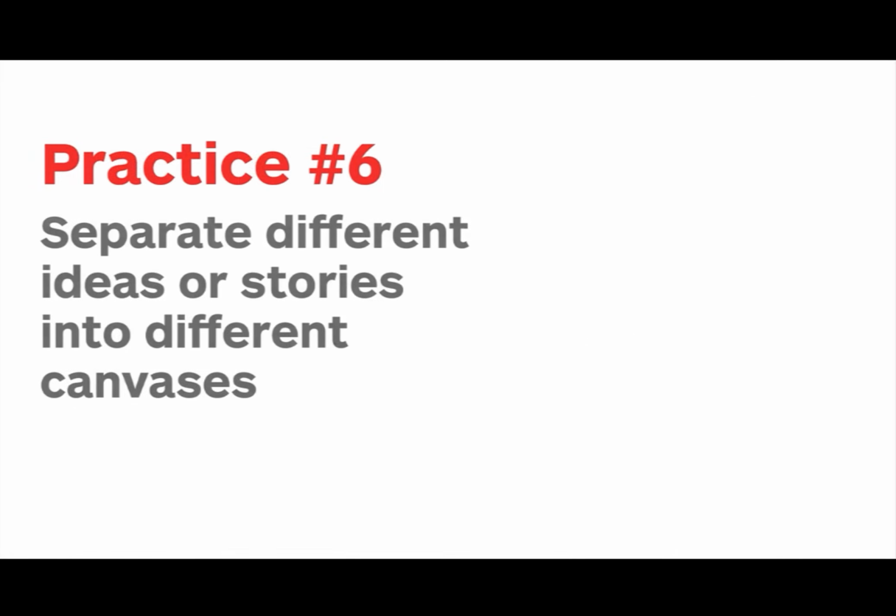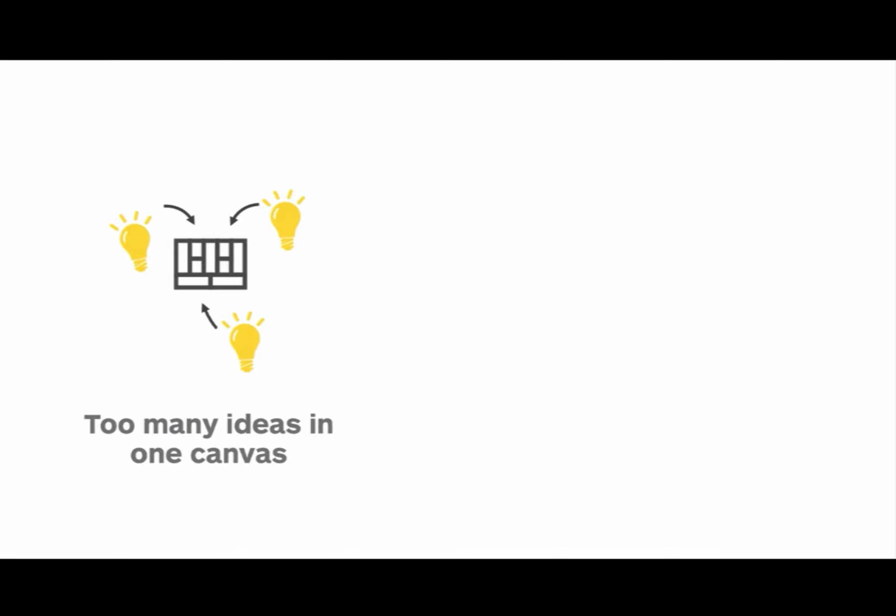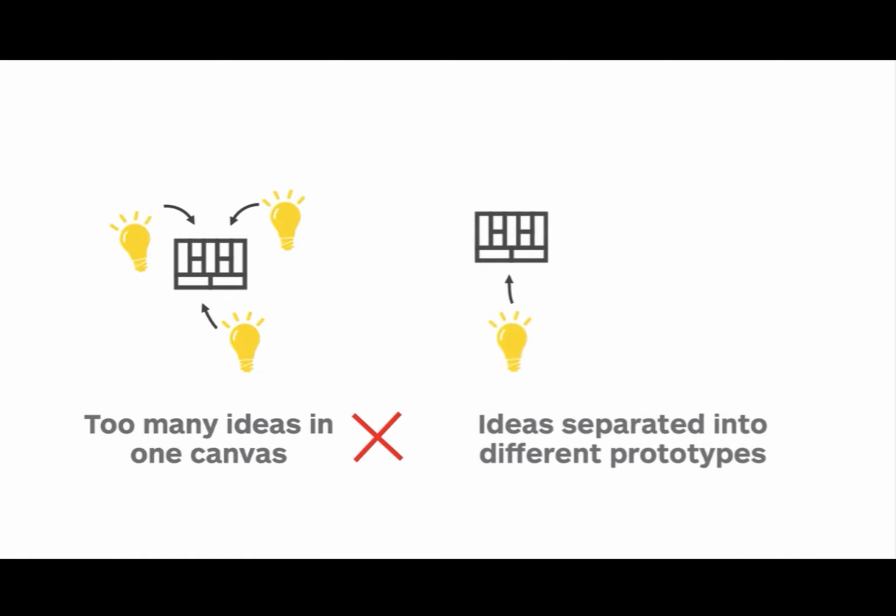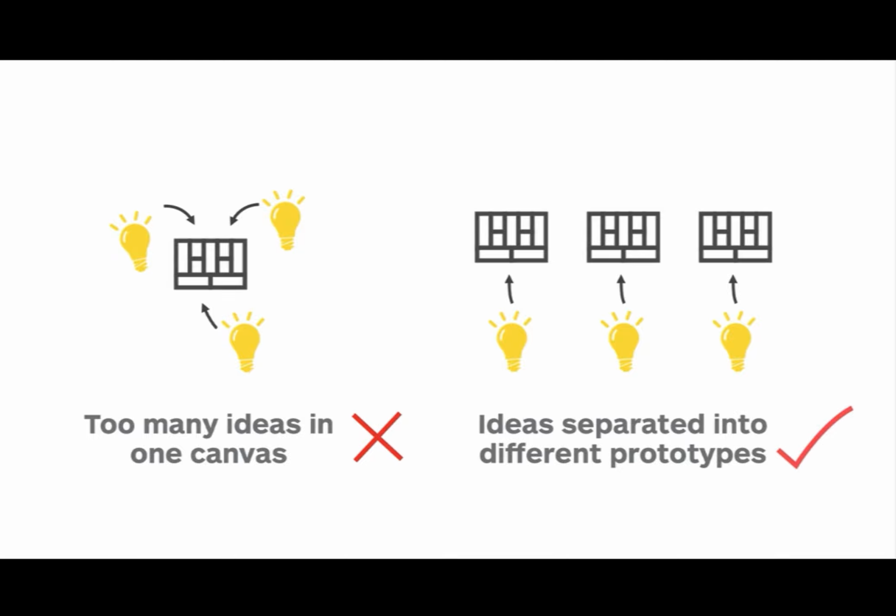Practice number 6. Separate different ideas or stories into different canvases. So if you have many ideas in a canvas, what's going to happen? You're not going to be able to distinguish between them, and you're not going to get a good understanding of each idea. So don't do it that way. Ideally, you separate the ideas into different prototypes so you can get a clear understanding of each idea. And if you want to, at the end, you can still put the business models together. So sometimes it makes sense to take them apart to get a clear understanding, and sometimes it makes sense to put them together to see the synergies between the different pieces. So that's the way to do it.